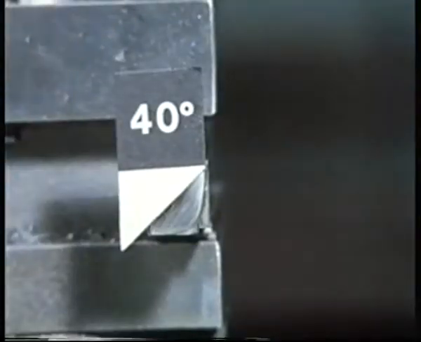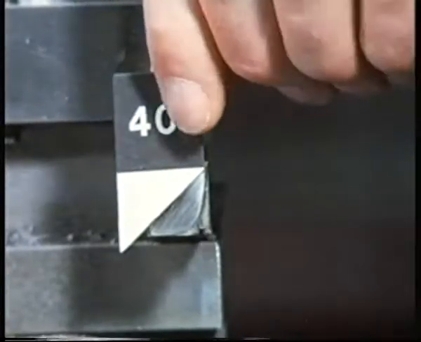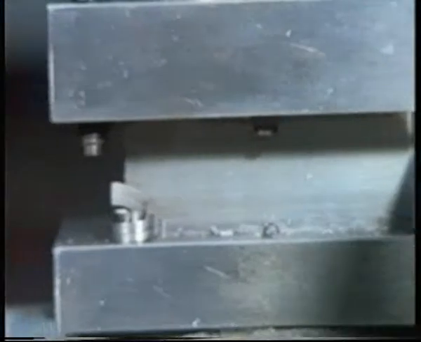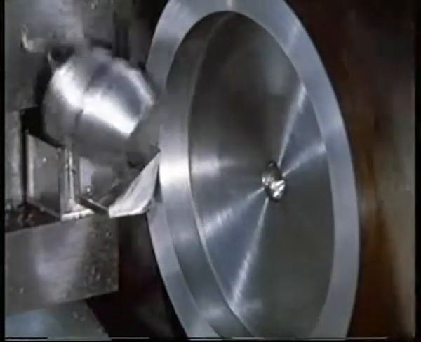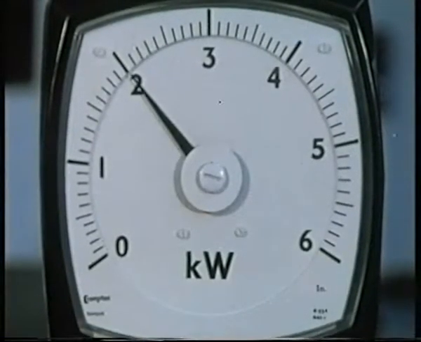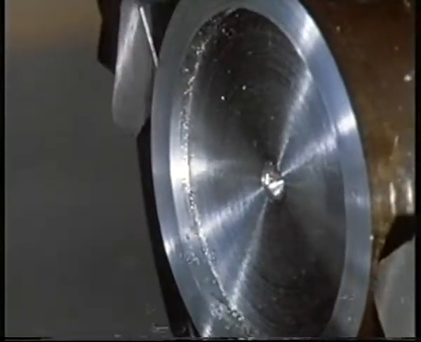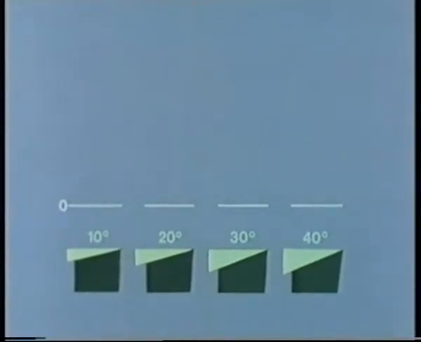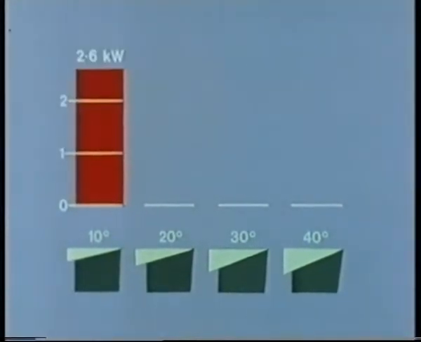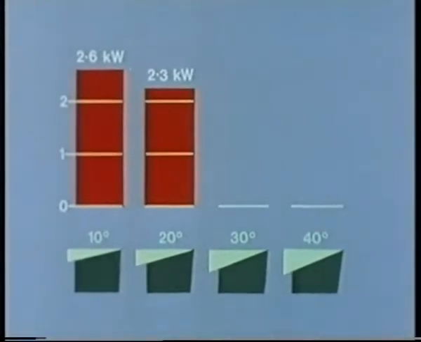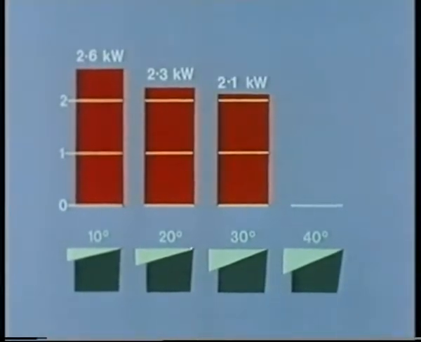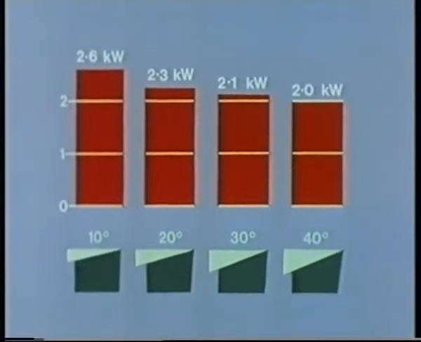Finally, a rake angle of 40 degrees. This time, the power used is, well, what do you think it is? Less still, 2 kilowatts exactly. Let's put these results on a chart. For 10 degrees rake, the total power used was 2.6 kilowatts. For 20 degrees, 2.3 kilowatts. For 30 degrees, 2.1 kilowatts, and for 40, 2.